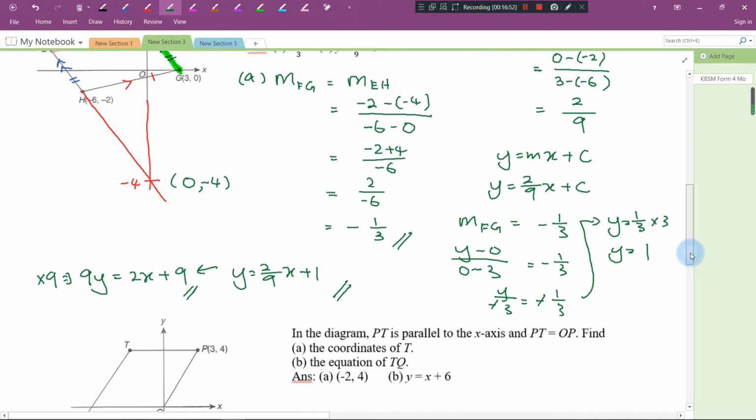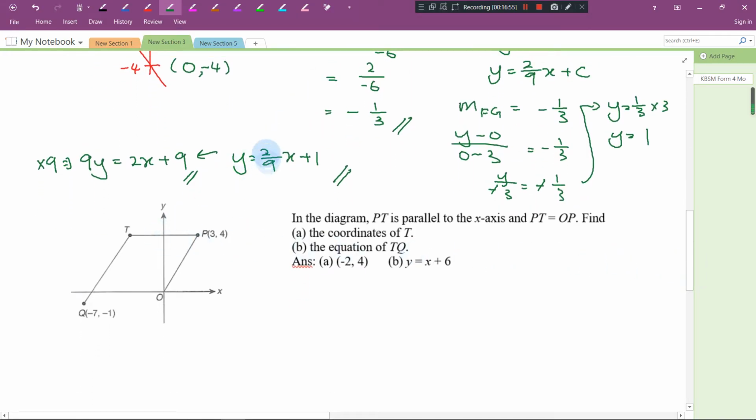Okay, let's try one more. Okay, try this one.